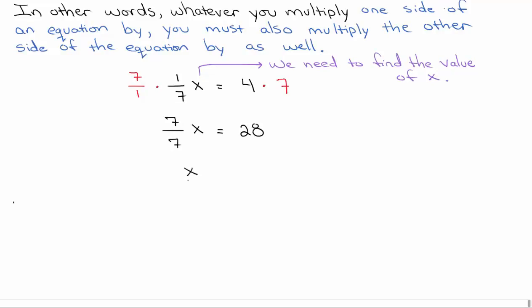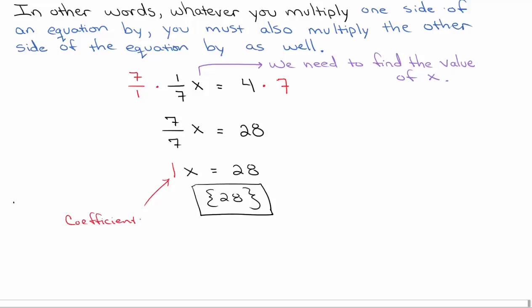So we achieved that coefficient of 1 that we wanted in front of our x. And we have now x is equal to 28. So our solution would be 28. Remember, our goal is to get the x by itself with a coefficient of 1. So this is our coefficient of 1.